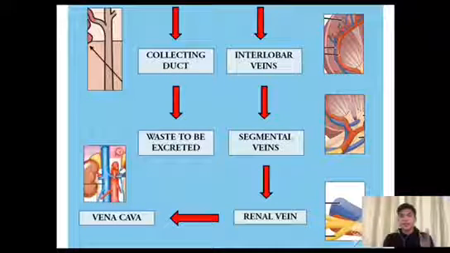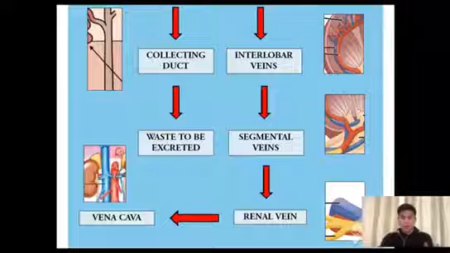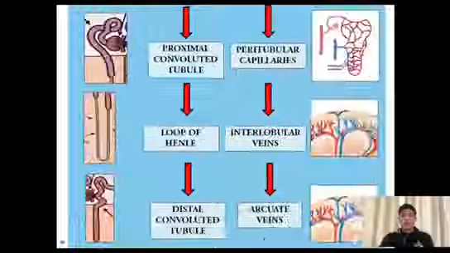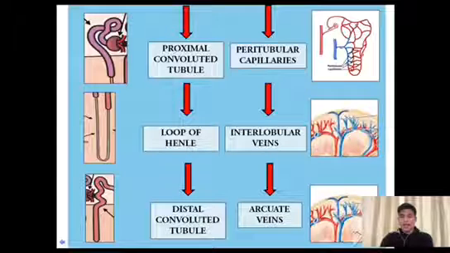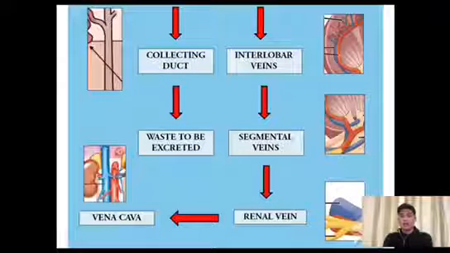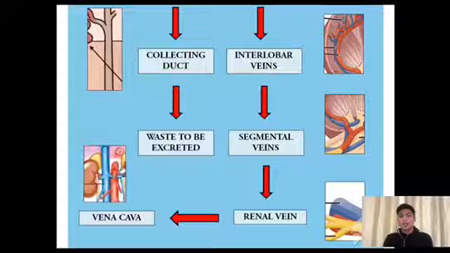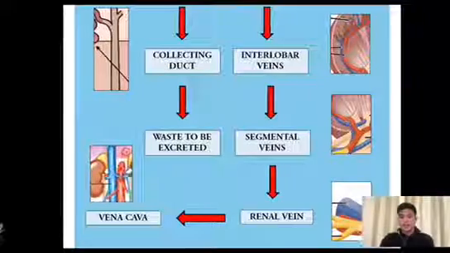cava. So as we can see on the left side, this is the pathway we prepared for the filtrate, which undergoes PCT, LOH, DCT, and the collecting duct, and the end product here is the urine or the waste material.